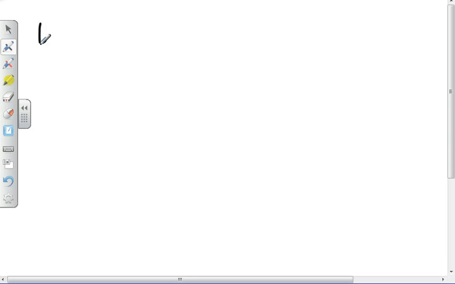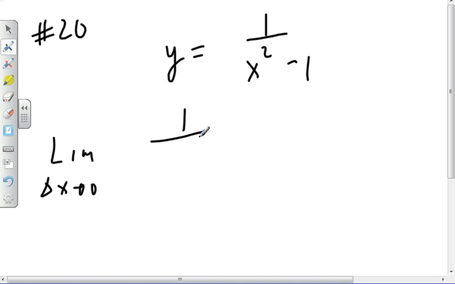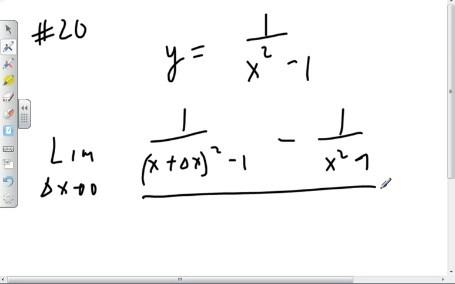We'll try 20. That works so well. Y is equal to 1 over x squared minus 1. Who's the idiot that wrote that? Alright, so we're going to look at the limit as delta x goes to 0 of 1 over (x plus delta x) squared minus 1, minus 1 over x squared minus 1, divided by delta x. I haven't done anything wrong yet, I don't think.